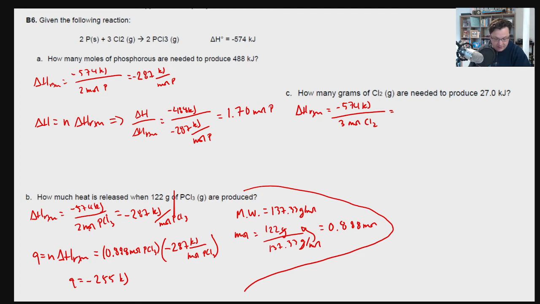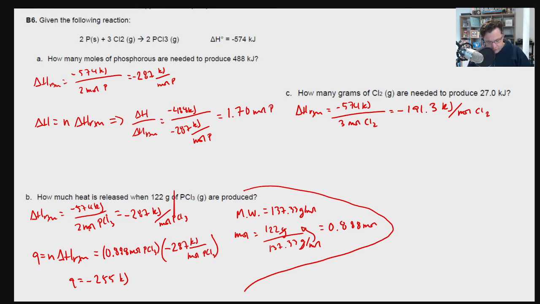And so what we get then is that on a per mole basis of Cl2, we have negative 574 divided by 3, which comes out to negative 191.3 kilojoules per mole of Cl2. And so we have that standardized now. Now the next step is to do the same thing that we did with A, because now we want to figure out how many moles of Cl2 we need.